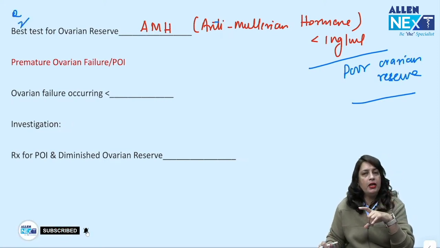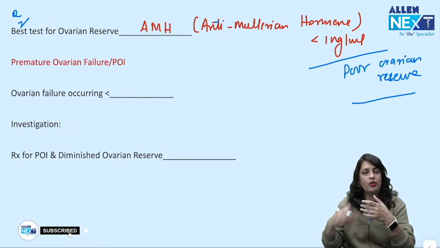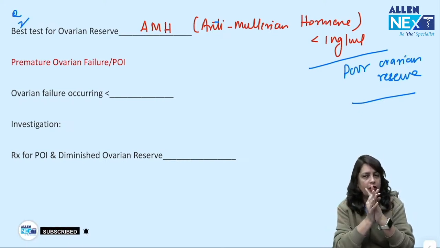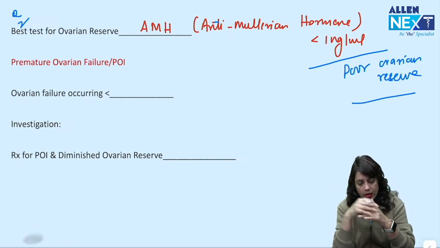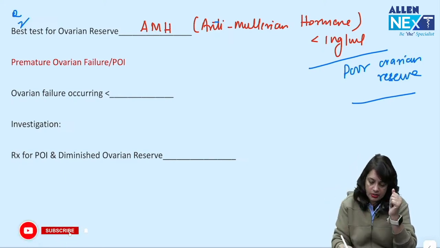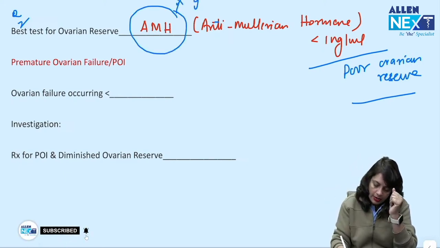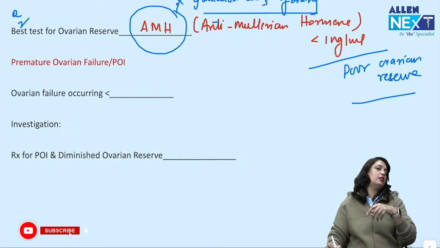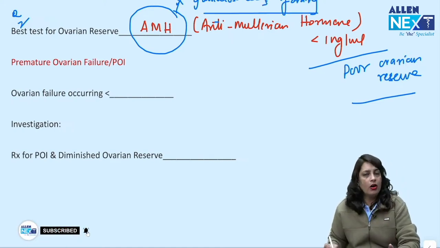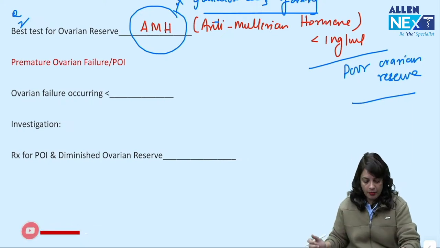Why do we not take up FSH, inhibin B or estradiol levels when we want to check for ovarian reserve, because those are also tests to check for ovarian reserve? The reason is their values are feedback inhibition dependent. But AMH, which is secreted by the granulosa cells of the ovary, is a test for ovarian reserve. It is not dependent upon feedback inhibition.